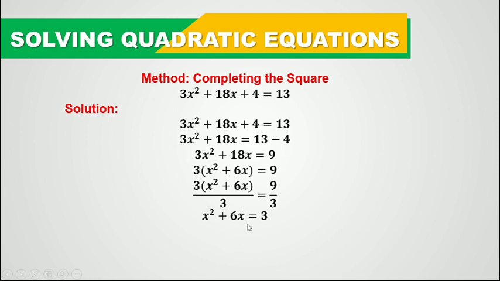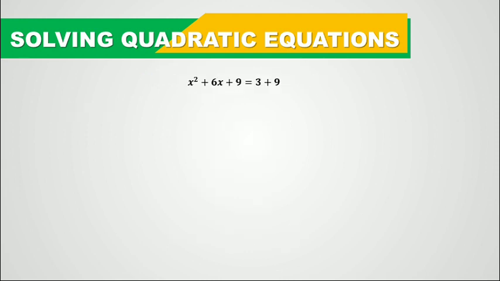Now we add the constant. So x squared plus 6x plus quantity 6 over 2 squared equals 3 plus quantity 6 over 2 squared. This 6 is the numerical coefficient of the middle term. So take 6, divide it by 2 and then square it to determine the constant that you're going to add to each side of the equation. So it becomes x squared plus 6x plus 9 equals 3 plus 9.